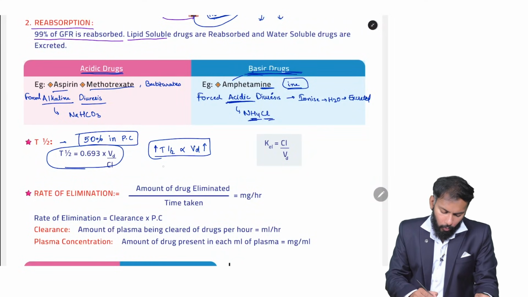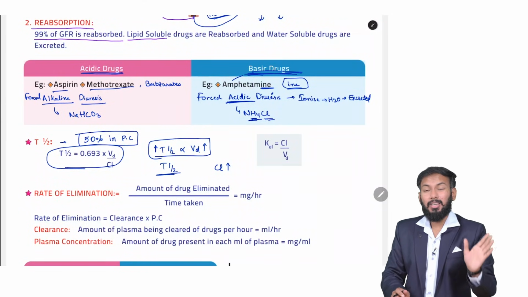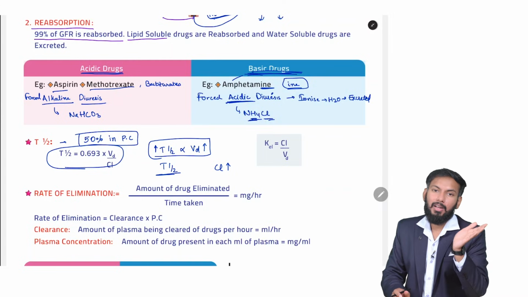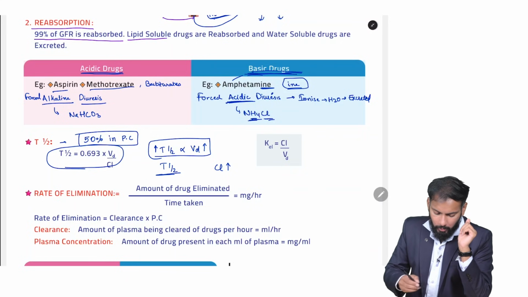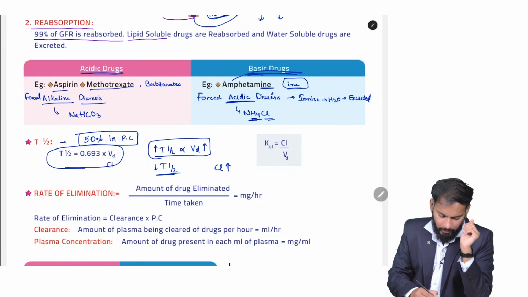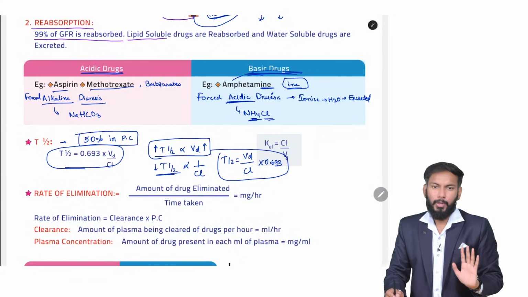Yes. Now what about clearance? If clearance increases, what happens to T half? If the drug is excreted rapidly, it will reach its 50% faster, no? Did you understand? So the time taken by the drug to become 50% will decrease. So if the clearance is more, T half will decrease. So T half is inversely proportional to clearance. That is why we can write T half is equal to VD by CL. There is a constant 0.693. This is what I want you to understand.